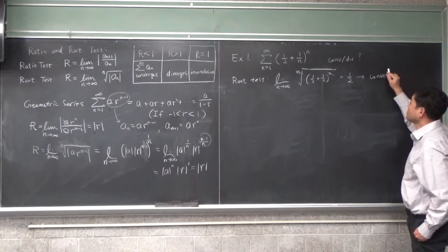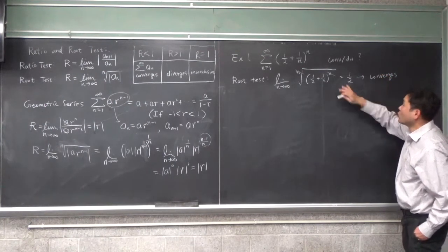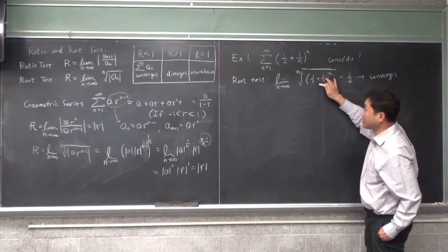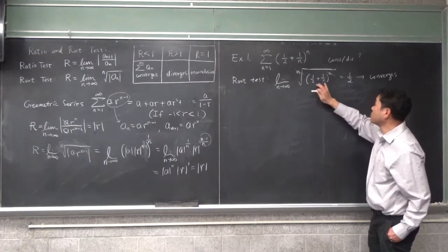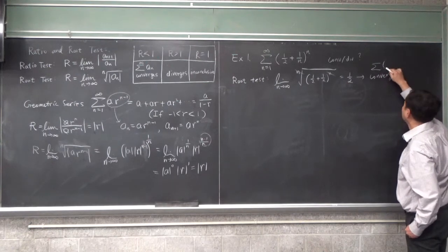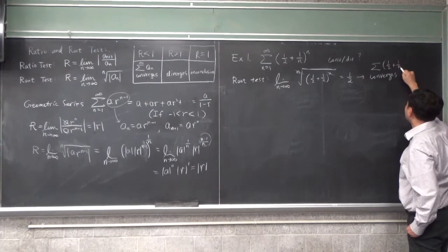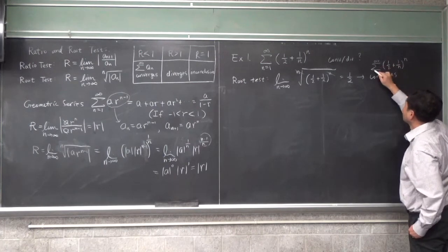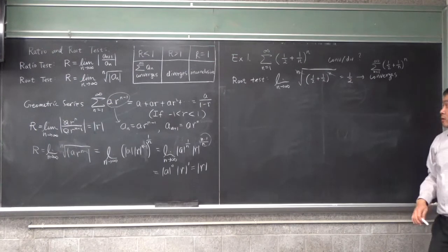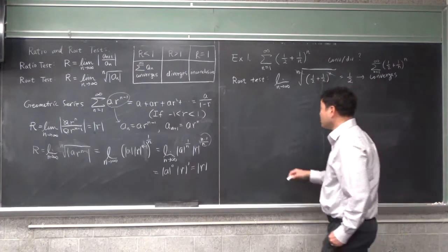You said the n value goes to 0? No, 1 over n goes to 0. 1 over n, because n is sent to infinity, 1 divided by infinity is 0, right? So you just have 1/2. So the summation of (1/2 plus 1 over n) to the nth power, from 1 to infinity, that will converge, okay? So that's an easy application.